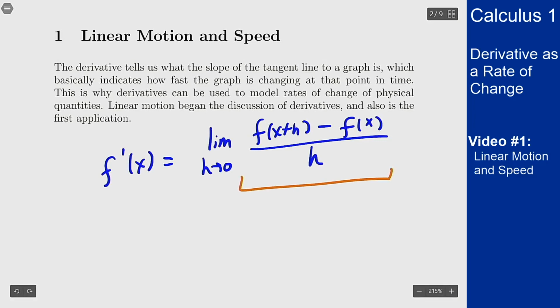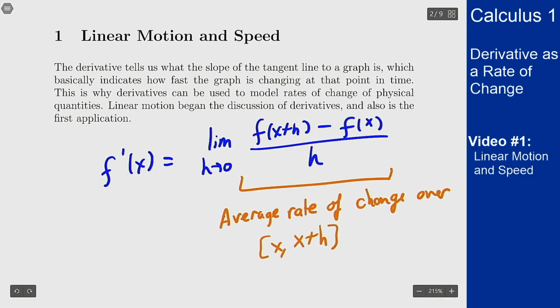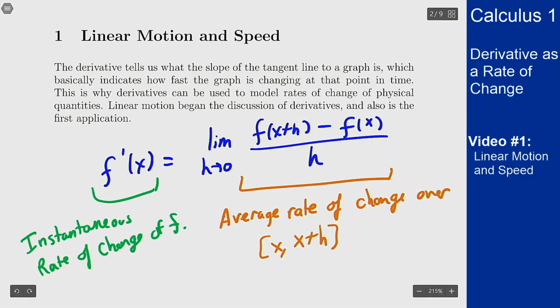So if we go back to our definition of derivative, this expression here on the right is the average rate of change of the function over the interval from x to x plus h. It looks at how much it changed, the difference of f at the endpoint minus f at the starting point, and then divides by the length of the interval. So when we take this interval smaller and smaller, we can think of the derivative as the instantaneous rate of change of the function f, because it's the limit as the length of the interval goes to 0 of the average rates of change.